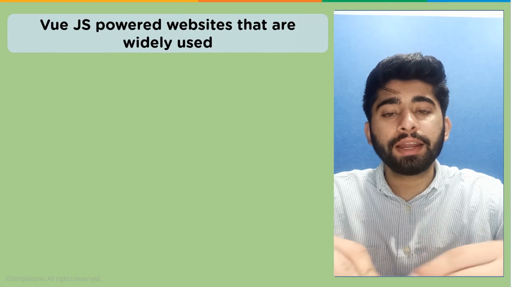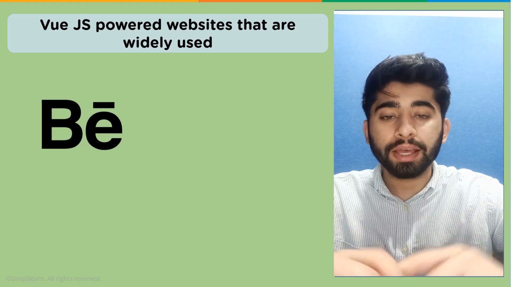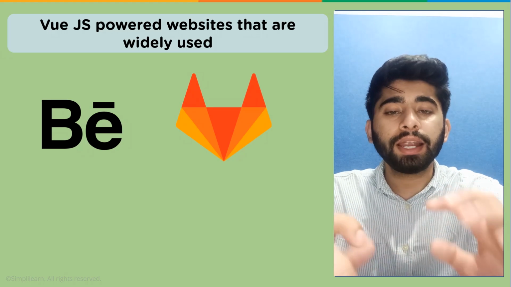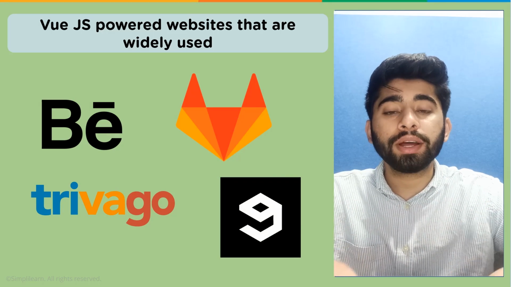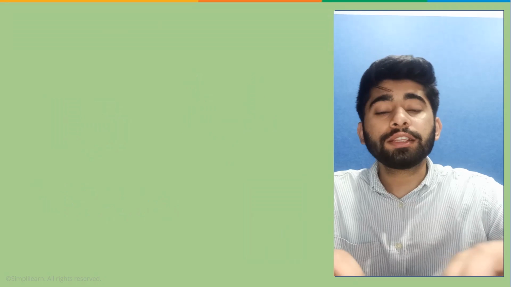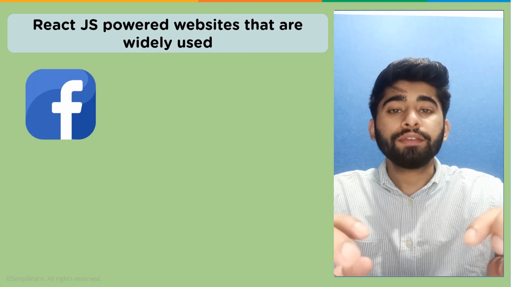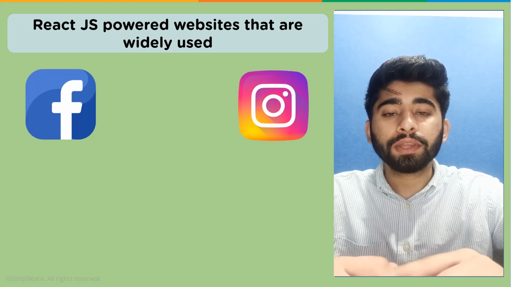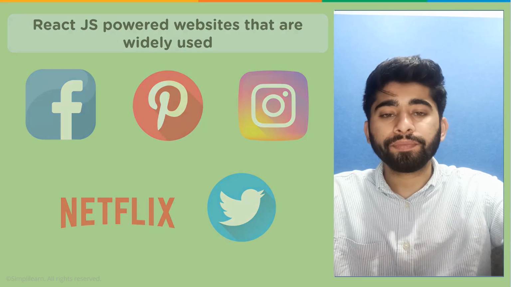Now, let's move on to the popular websites created by Vue.js. First one is Behance. The second one is GitLab. The third one is Trivago. And the fourth one is 9gag. Now, let's move on to see the popular websites using React. Facebook, Instagram, Netflix, Pinterest, and Twitter.